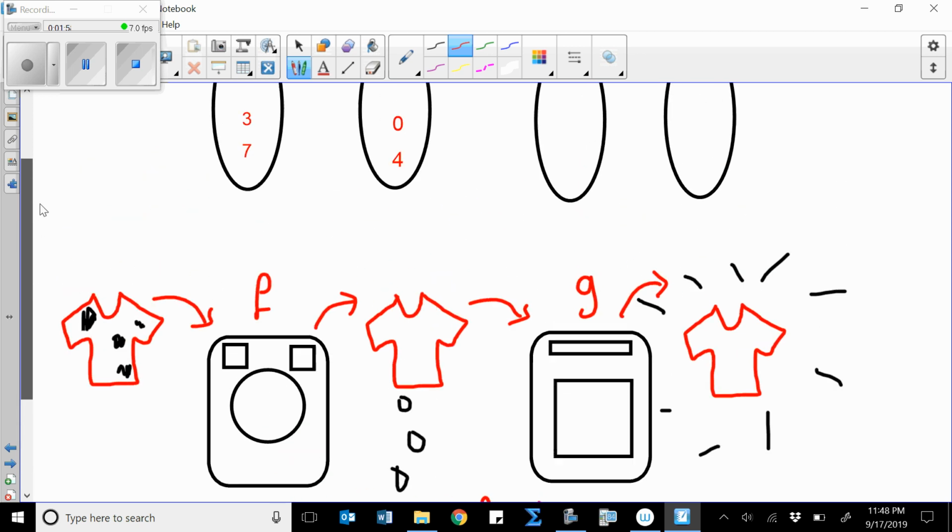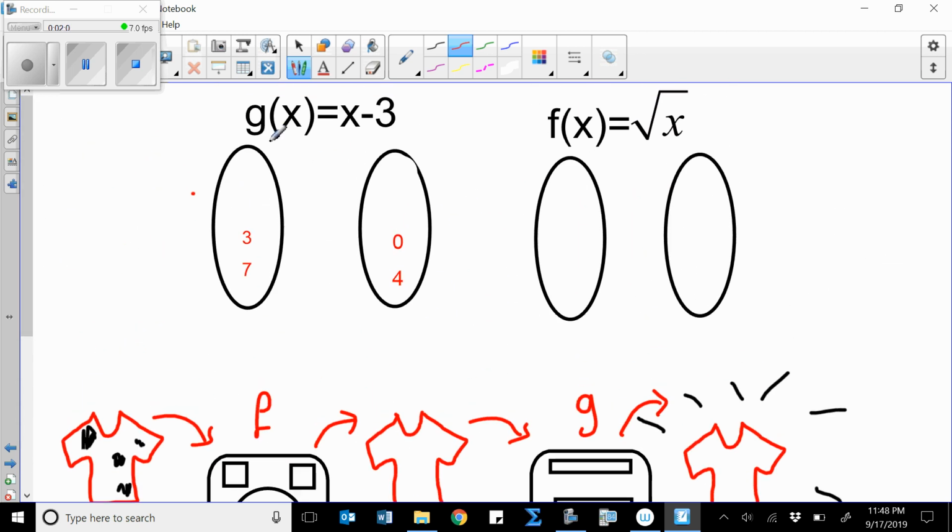Another example could be here. For example, we have g of x equal to x minus 3 and f of x equal to square root of x. Then I give 3 to g of x, so this is my input of g of x, and it gives us 0. And then I use this 0 as input of my second function, which is f of x. And then this is gonna take 0 and find the square root of that, which is 0.